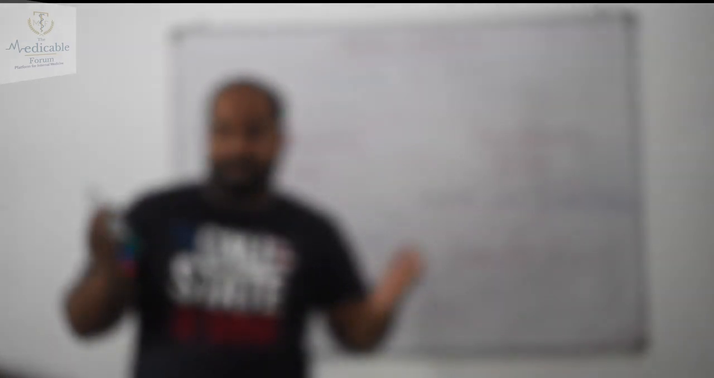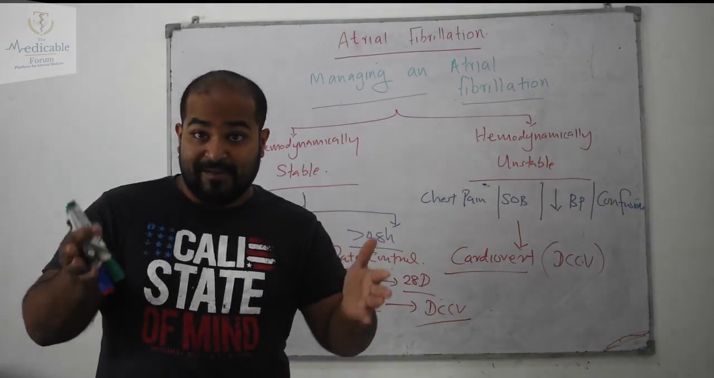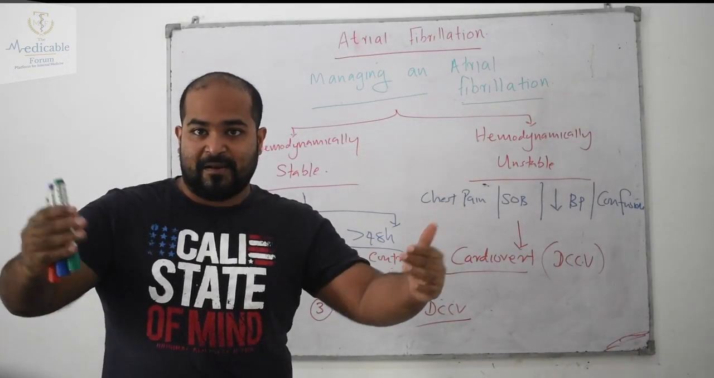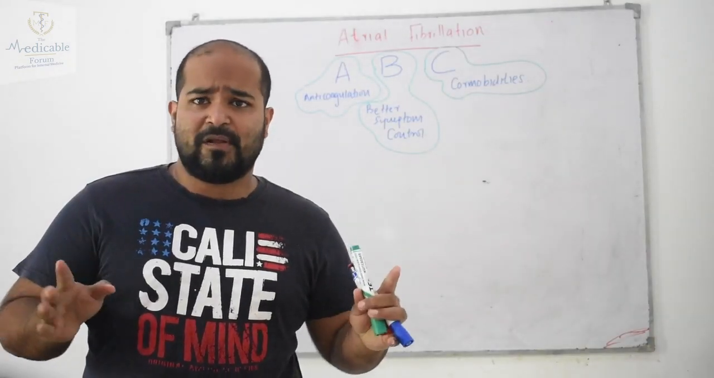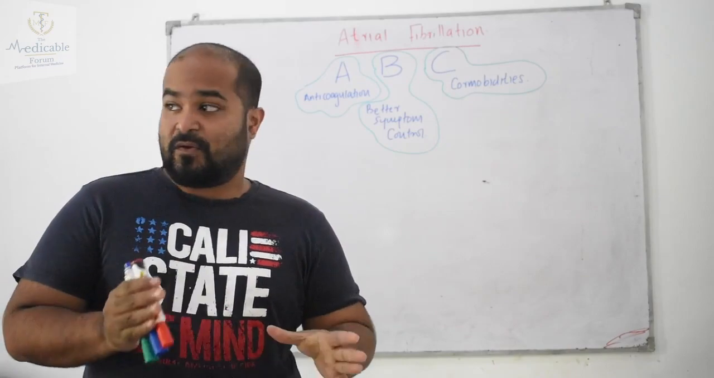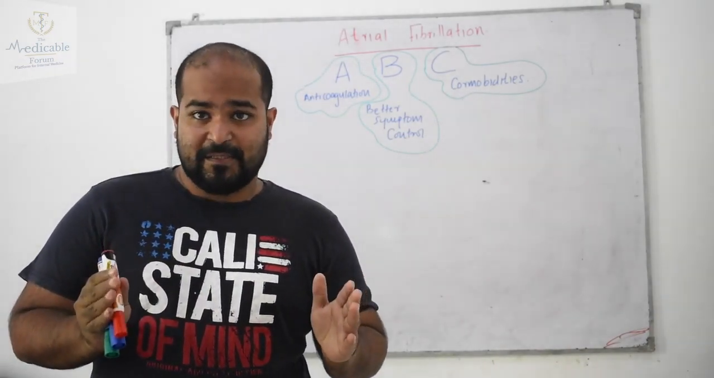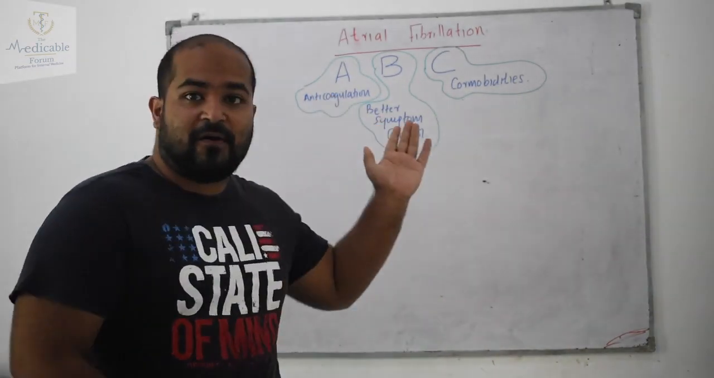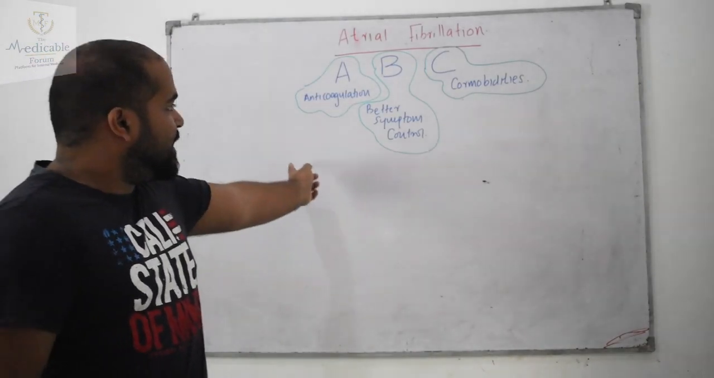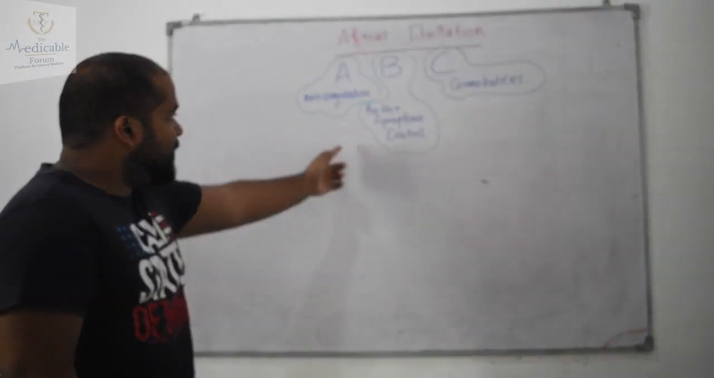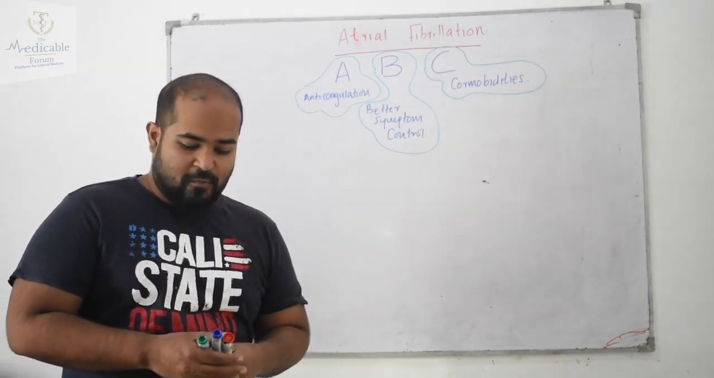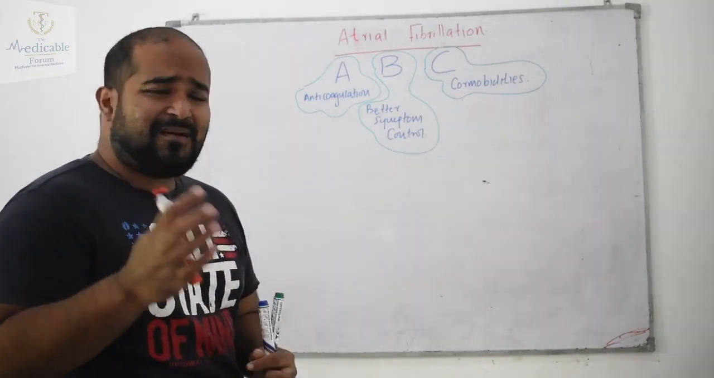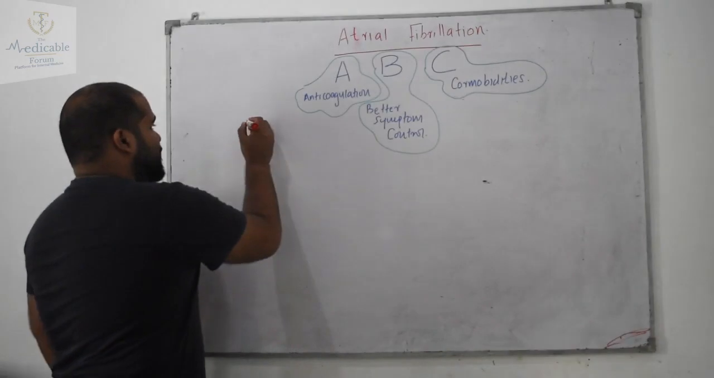Now let's get into the real deal, the long-term plan. Now let's step into the long-term management. We know the long-term management is quite simple. Just follow A, B, C: anticoagulation, better symptom control, and controlling your comorbidities. So now what about anticoagulation? What about A?